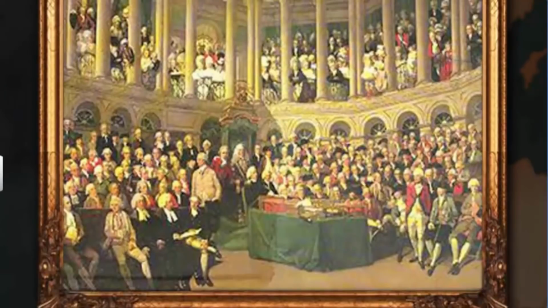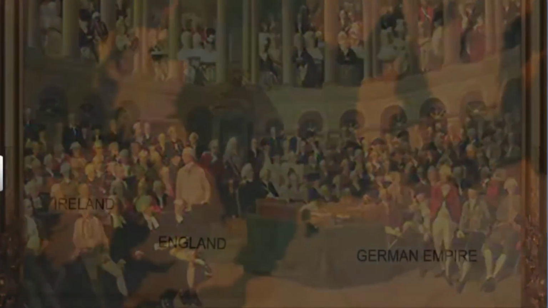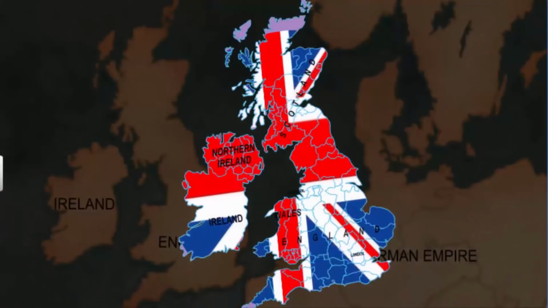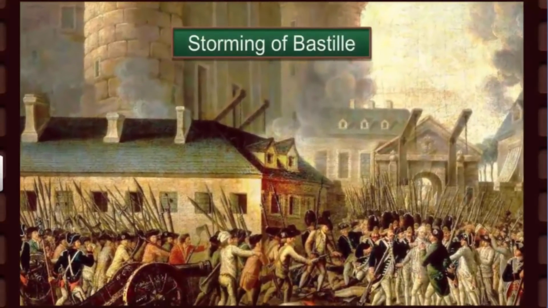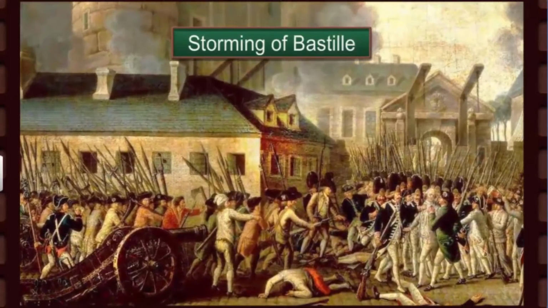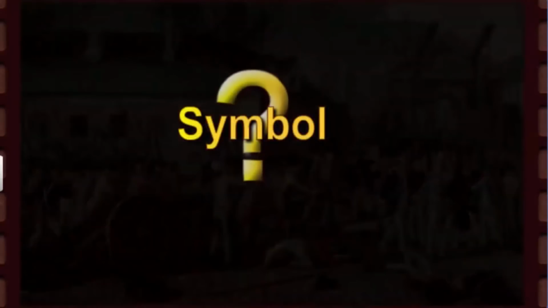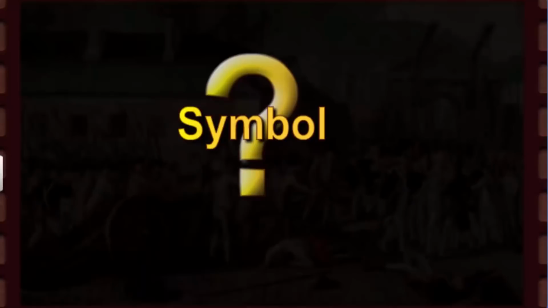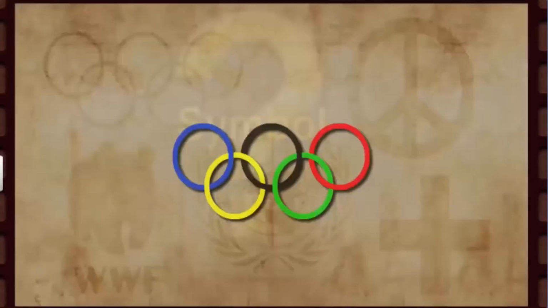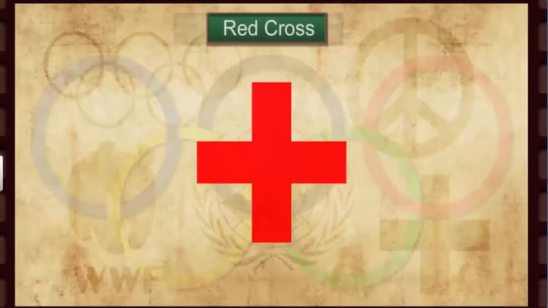The symbols of New Britain were the English language, the British flag, the Union Jack, and the British national anthem. The fall of the Bastille has become a popular symbol of people conquering tyranny. A symbol is a visual image that represents something other than itself. It may be a representation using an object, picture, written word, sound, or a particular mark. Here are some symbols that all of us come across every day.